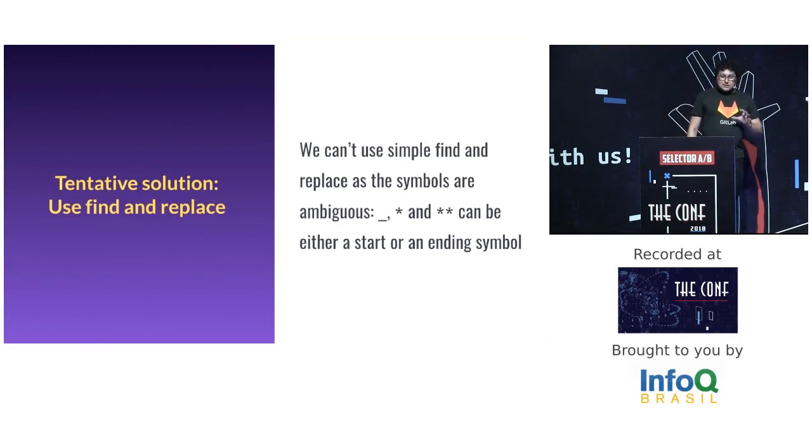We discovered that in our first tentatives, we can't simply use find and replace, as the symbols are actually ambiguous. When you see the first underline or the first star symbol, we're changing it to the emphasis tag, but we can actually program the replace: okay, when you find the second one, then do that. So we need a different approach.